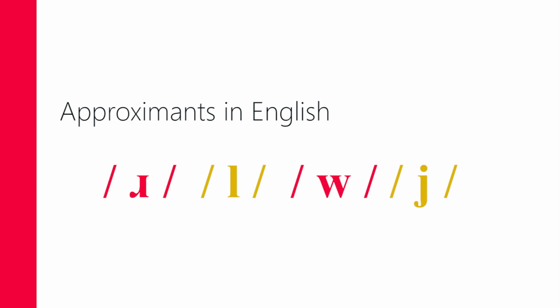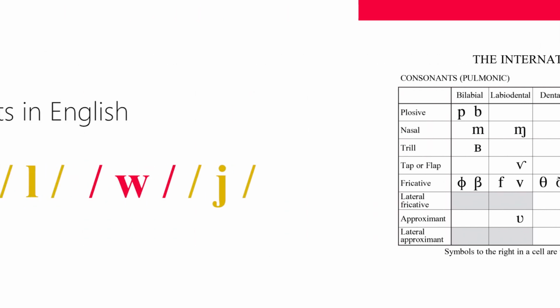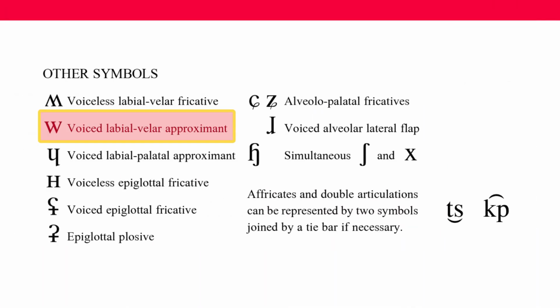Other than ra and la, the only two other approximants in English are ya, which is a voiced palatal approximant, and the other approximant in English is the w, wa. It's a doubly articulated approximant. It's a labially velarly articulated approximant.